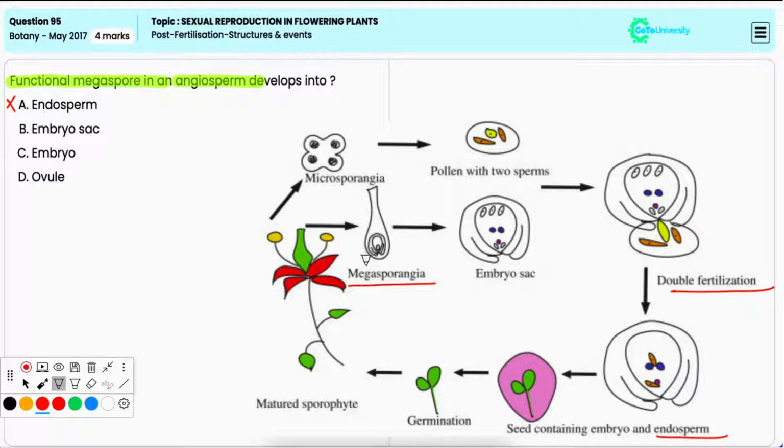Option B, embryo sac. The functional megaspore undergoes mitotic divisions to form the female gametophyte, also known as the embryo sac. Hence, it is the correct option.